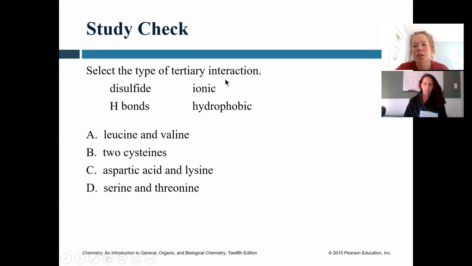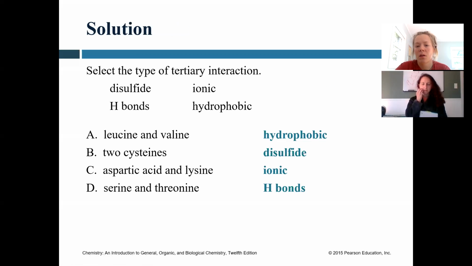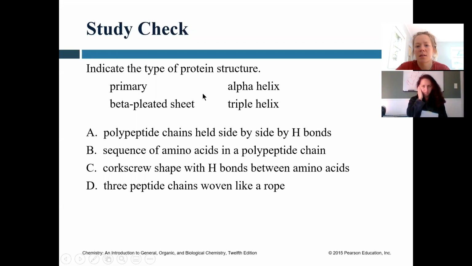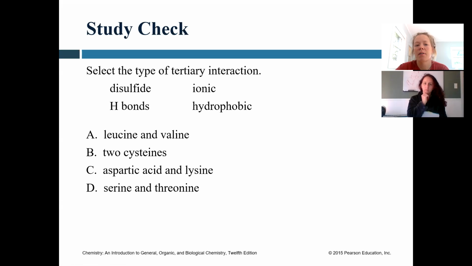So select the type of tertiary interaction. Tertiary interactions are when you already have one of these secondary structures, whether it's an alpha helix, a triple helix, or a beta helix, and then it begins to fold in on itself because of things like disulfide bonds, ionic bonds. It could be an H bond, or it could be some sort of hydrophobic or hydrophilic interaction. I would not expect you to know how the amino acids interact with each other, because that would require you to know what leucine and valine is specifically.